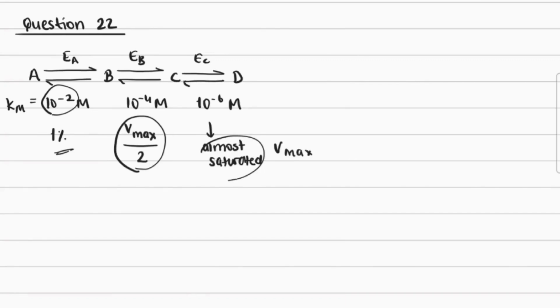So in conclusion, we would say that EA is the slowest because its substrate concentration is much smaller than its Km. So it only works at about 1% of its maximum rate. So the limiting step is EA.